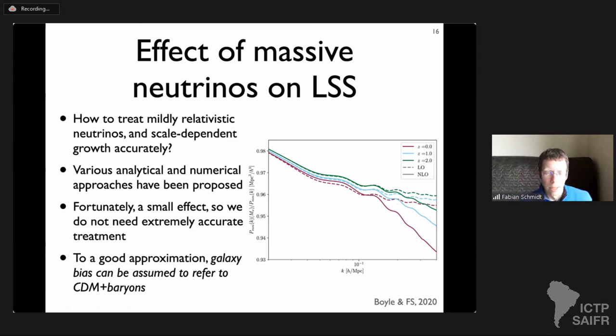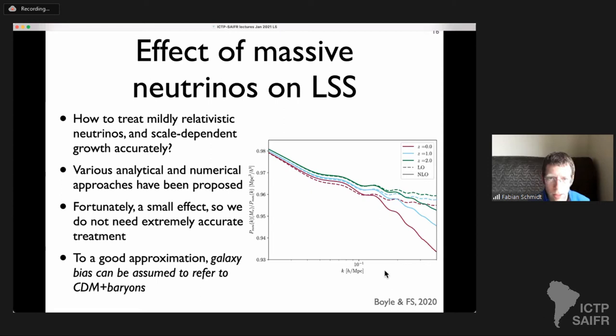It's a little tricky because they're kind of in between all the chairs, right? You can't treat them as radiation. You can't treat them as cold matter. You can't treat them as a fluid. Luckily, I think if we get this effect to 10%, because it's overall just a 2 or 3% effect, we should be fine. Okay, so we don't need the neutrino effect itself to be extremely precise.